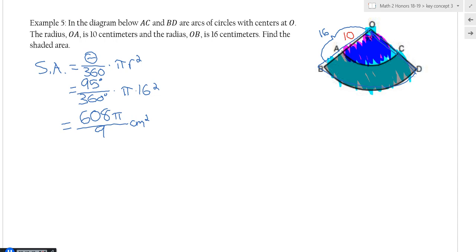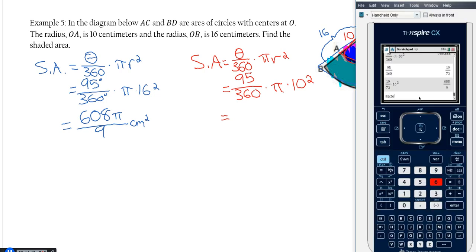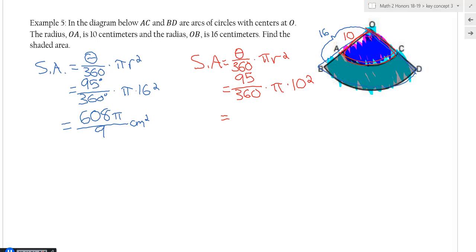Now I'm going to find the baby sector. Same thing, theta over 360 times pi r squared. So it's still 95, but my radius is only 10. So if I type that in my calculator, we get 95 divided by 360 times 10 squared, and we get 475 pi over 18.